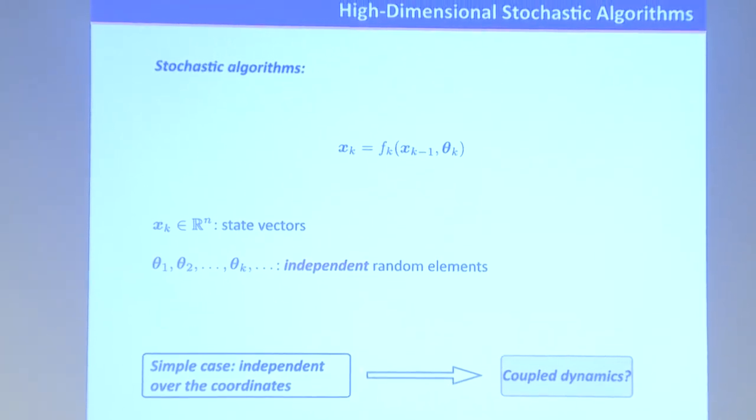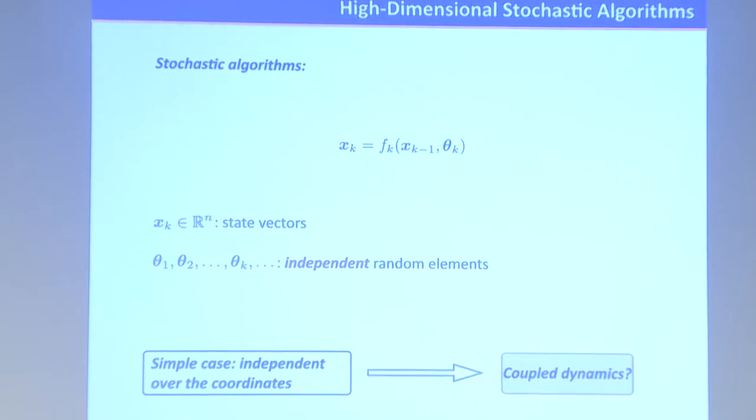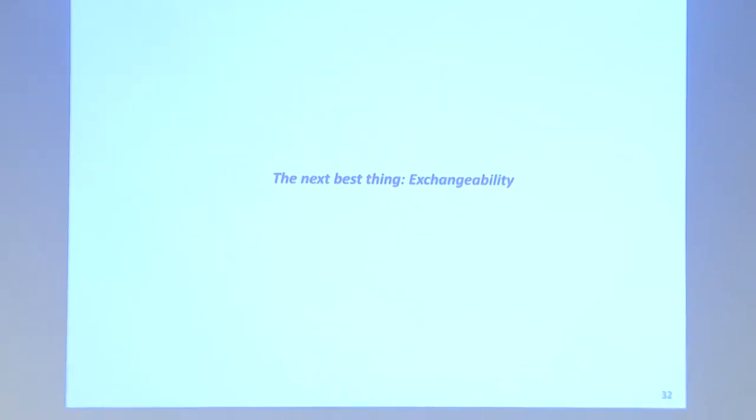The simple case, as we said before, is when different coordinates are independent. Then this is equivalent to one-dimensional problems. These are tractable. The challenge is, how do we handle coupled dynamics? It turns out that the next best thing to IID is a concept called exchangeability. That's a very nice concept about high-dimensional distributions. Not every high-dimensional probability distribution is exchangeable, but a lot of these distributions are indeed exchangeable.